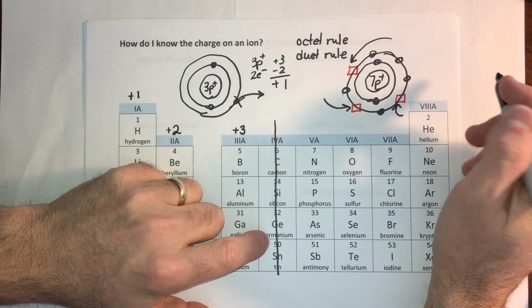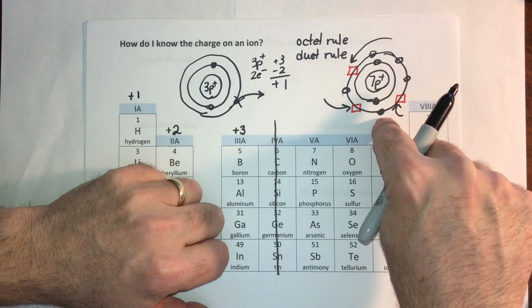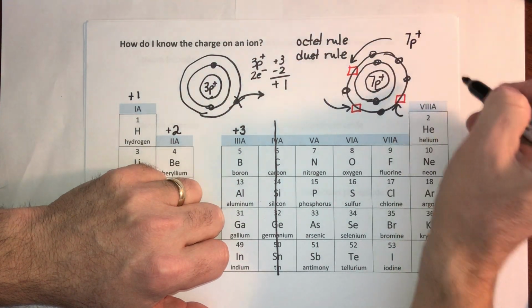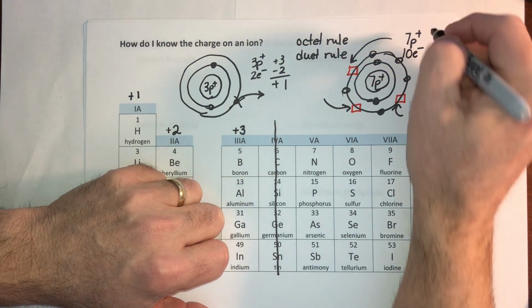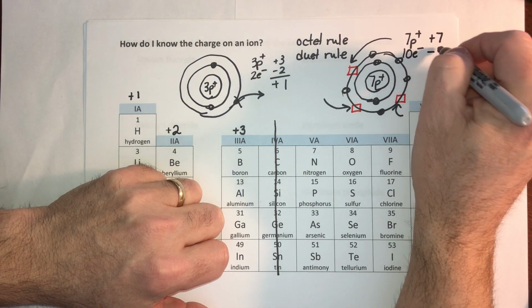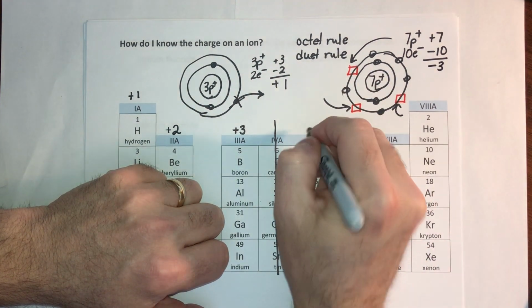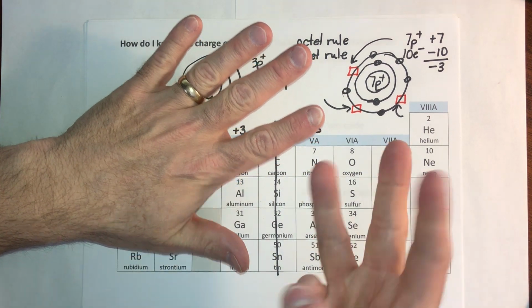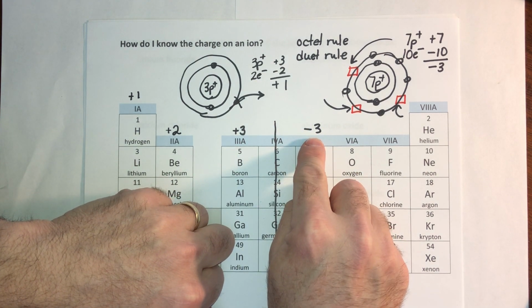So if I gain 3 electrons, it's going to throw out my balance, right? In the original atom, I had 7 protons and 7 electrons. If I add 3 electrons, I've still got my 7 protons, but now I'm going to have 10 electrons. So a +7 and a -10. And if I add those up, +7, -10 gives me -3. So the charge on everything in this group is going to be a -3. Because they all have 5 valence electrons, they all need 3 more. And if you add 3 electrons, that comes with a -3 charge.